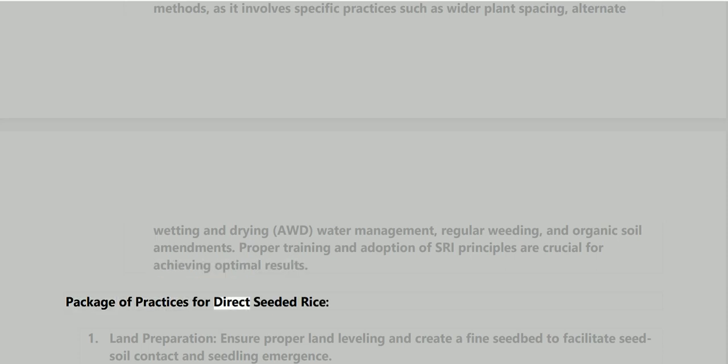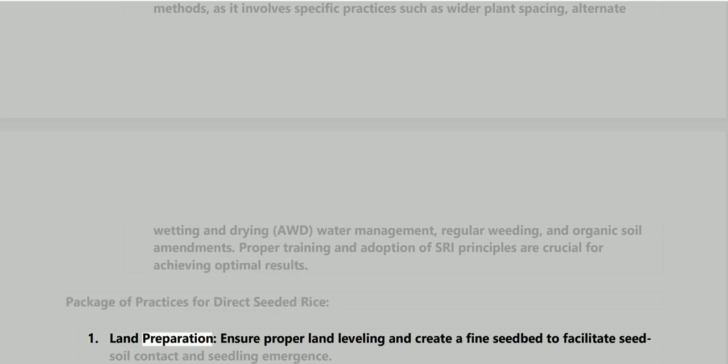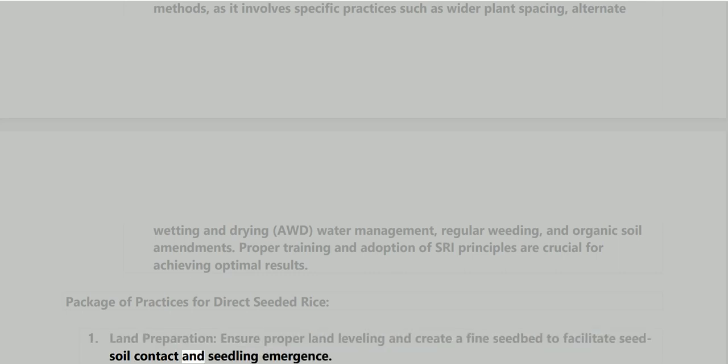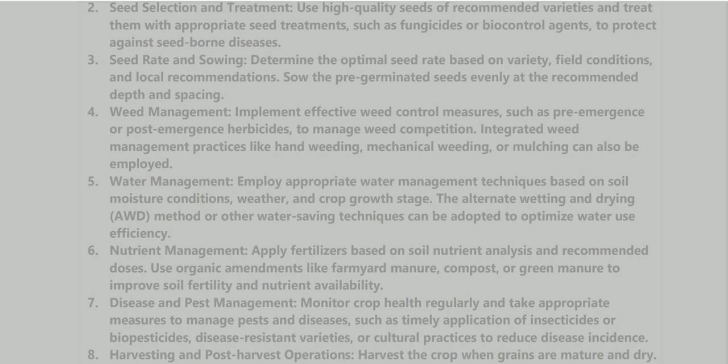Package of practices for direct seeded rice. 1. Land preparation. Ensure proper land leveling and create a fine seed bed to facilitate seed-soil contact and seedling emergence. 2. Seed selection and treatment. Use high-quality seeds of recommended varieties and treat them with appropriate seed treatments, such as fungicides or biocontrol agents, to protect against seed-borne diseases. 3. Seed rate and sowing. Determine the optimal seed rate based on variety, field conditions, and local recommendations. Sow the pre-germinated seeds evenly at the recommended depth and spacing.